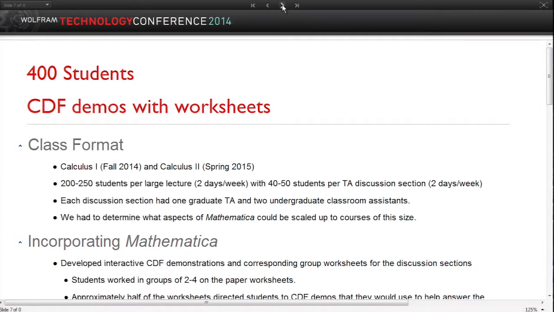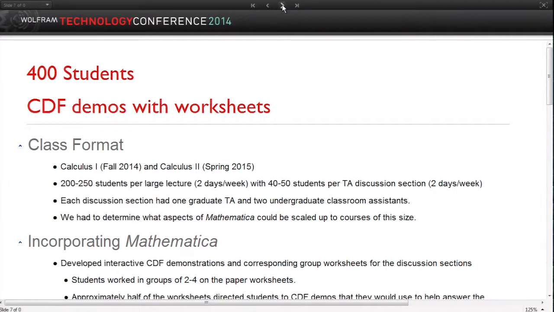So what are we doing this year at the U of I? This fall, we're working with 2 large lecture sections of Calc 1. And then in the spring, this upcoming spring, we'll be following up with 2 large lecture sections of Calculus 2. These large lecture sections, I said 200, 250 students, will meet 2 days a week with a faculty member in the classroom.